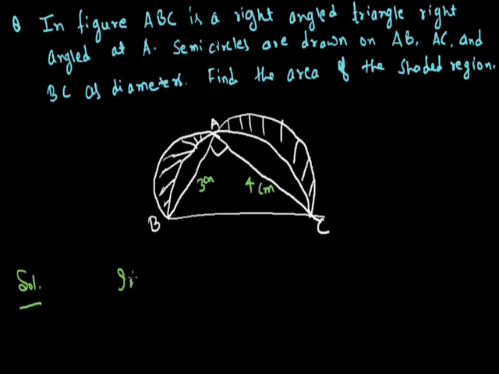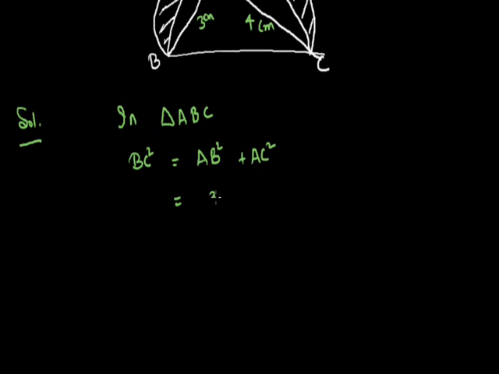Now in triangle ABC, ABC is a right angle triangle at angle A. So by using Pythagoras theorem, BC square is equal to AB square plus AC square. So this is equal to 3 whole square plus 4 whole square. So BC square equal to 9 plus 16 equal to 25. Therefore BC equal to 5 cm.